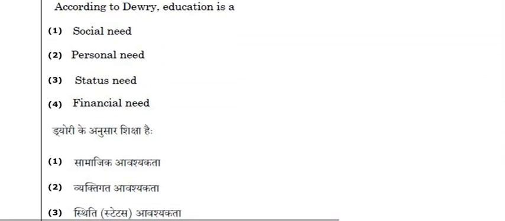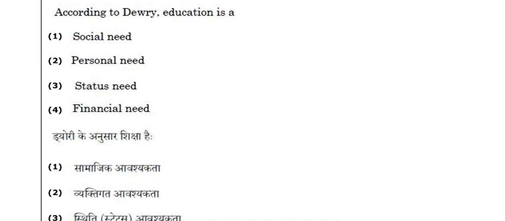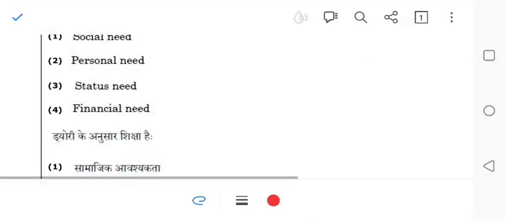Next, according to Dewey, education is a what? Social need, personal need, status need, financial need. It will be status need.